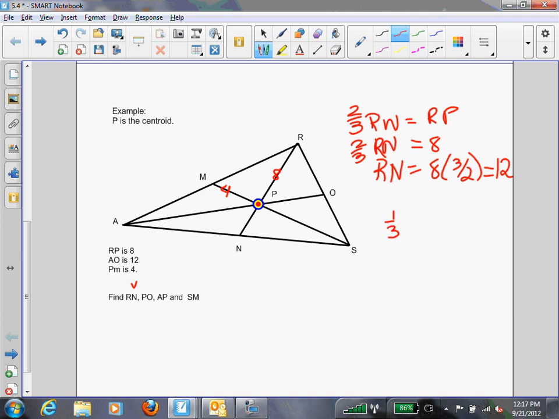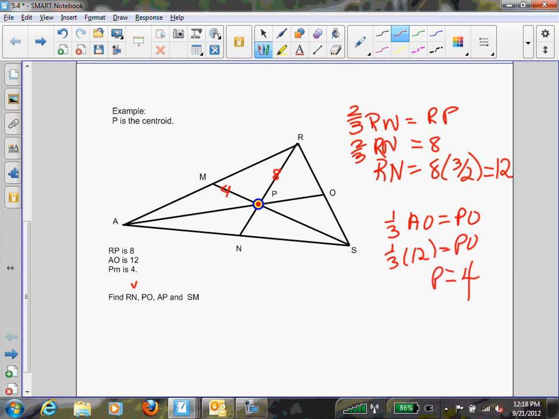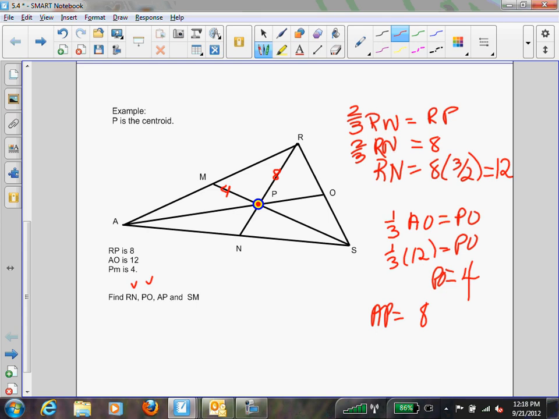So 1/3 of AO is PO. I need to see that equation. So 1/3 of 12 is PO, and so PO is 4. AP, what does that make AP? AP by default becomes 8, right? If the whole thing is 12 and the bottom part is 4, that leaves the upper part to be 8, right? And SM. So if this is 4, what's this? 8, and so we have this to be 12.